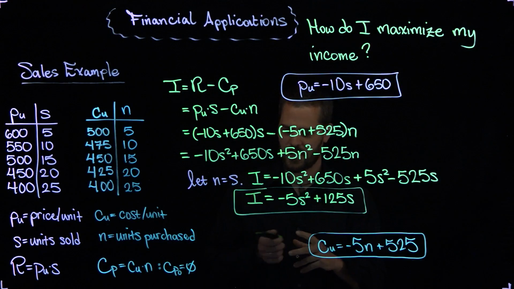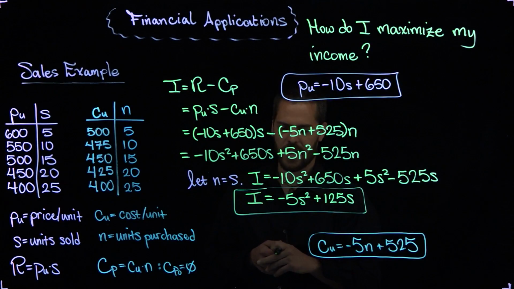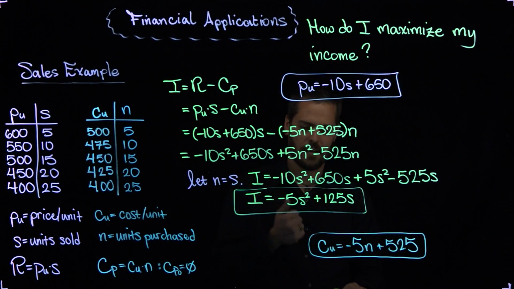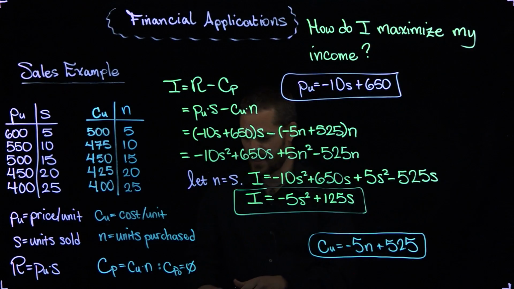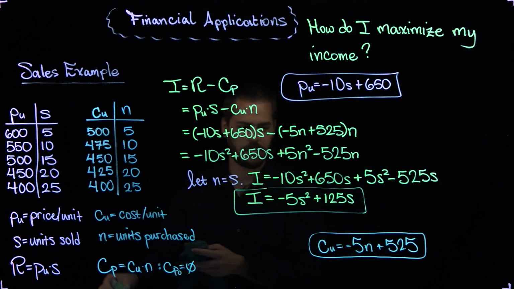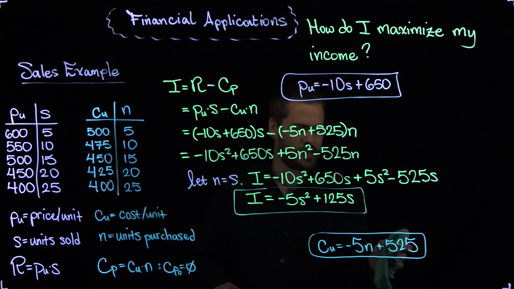Now it's a very interesting equation, and what I want to know is how do I maximize my income for a particular number of units sold. And there are different ways to do that. There's a method in calculus that's real quick and easy to do that.